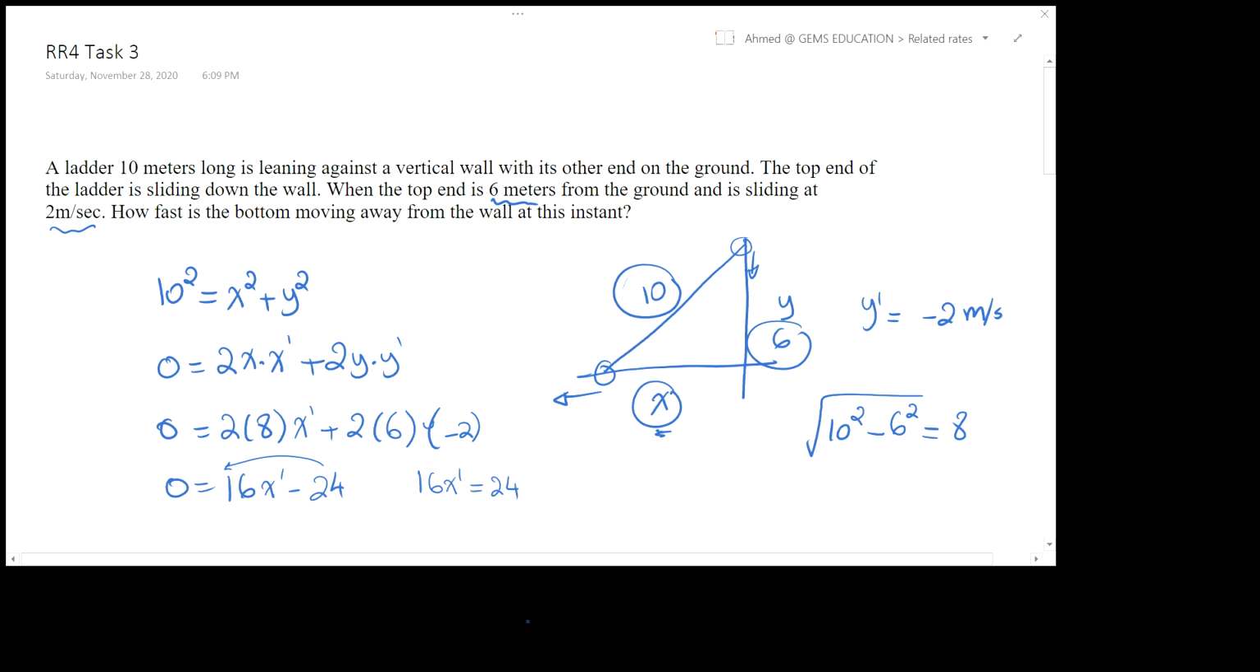Now the negative 24 should go to the other side with addition, so I'll have 16 x prime equals positive 24, then x prime is equal to 24 divided by 16, and the simplest form for that would be to divide by 4 on both sides. This will become 6 over 4, which is basically 3 over 2. 3 over 2 what? 3 over 2 meters per second. And that's it.